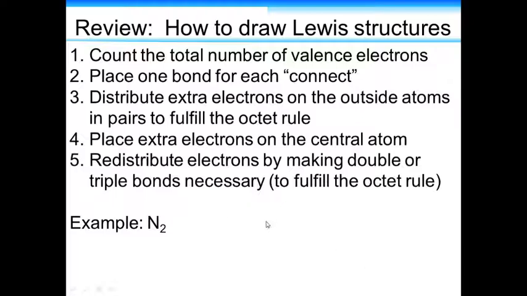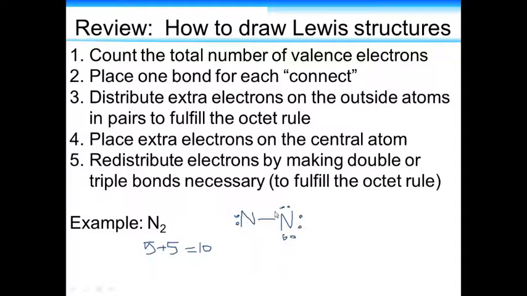Let's look at nitrogen as an example, N2. So first, let's count the number of valence electrons. It's in group 5. So it's 5 plus 5 for a total of 10 valence electrons. So now we draw a single bond to connect the two atoms. And we can start putting the remaining 8. We've put 2 electrons in the bond and used them up. We can put the remaining 8 on the atoms. There's no central atom, so we're just doing the outer atoms until we get an octet on each.